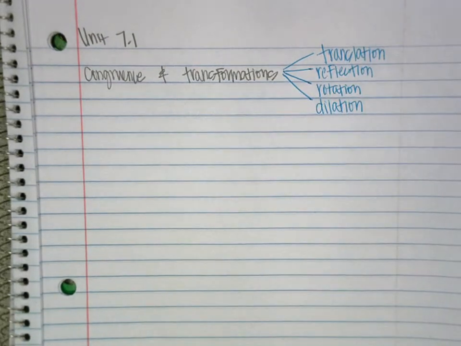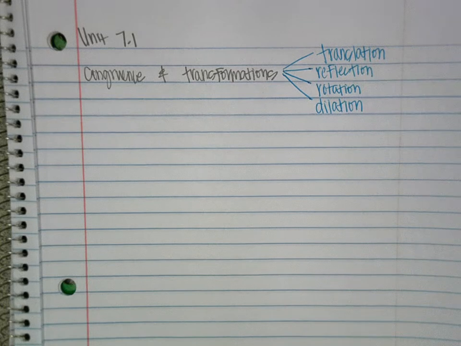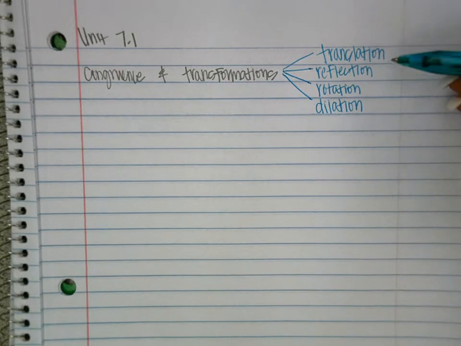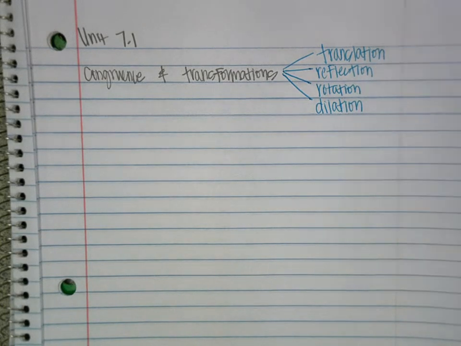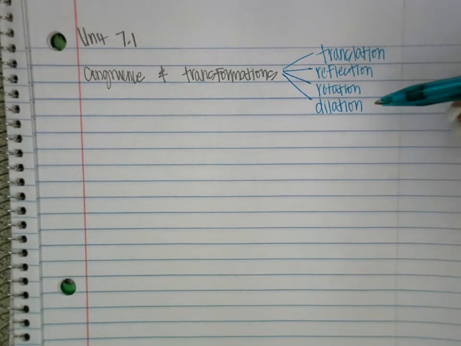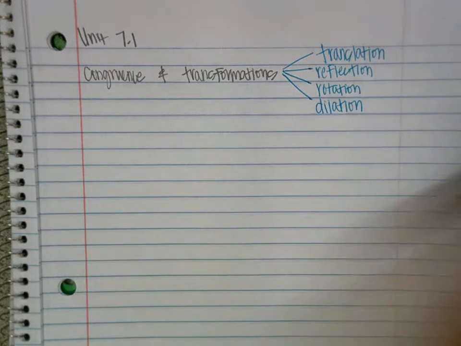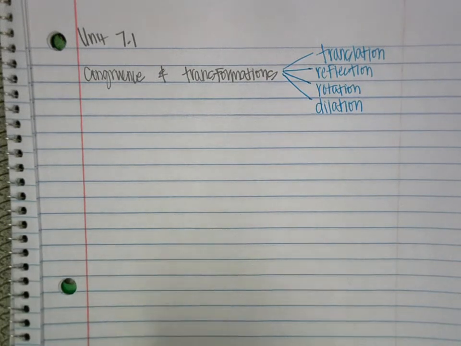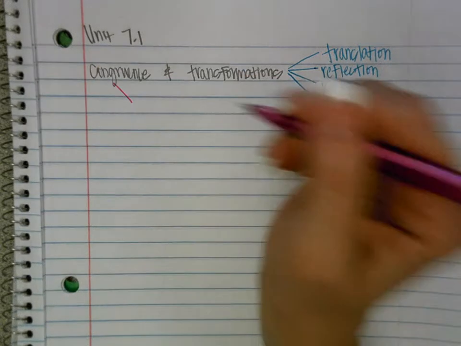So there's 4 different types of transformations that we know of. A translation is a slide. A reflection is when it's like a mirror image. A rotation is when you turn something, and a dilation is when you change its size, so you make it bigger or smaller. Can anyone tell me, what does congruence mean?